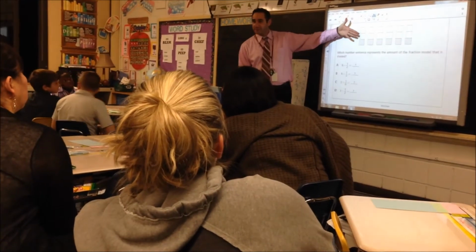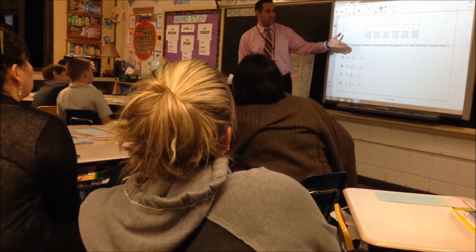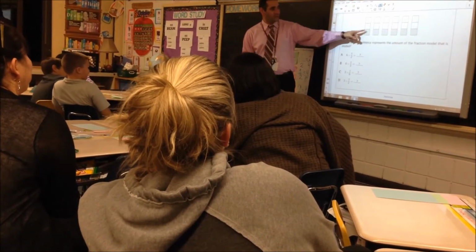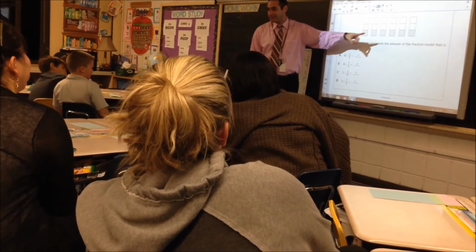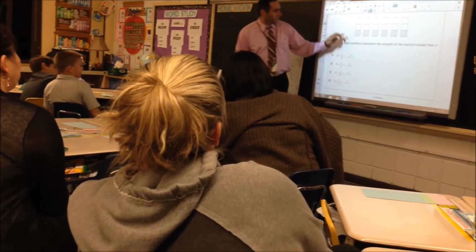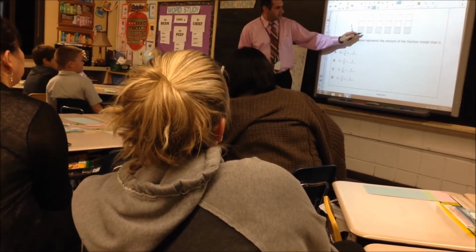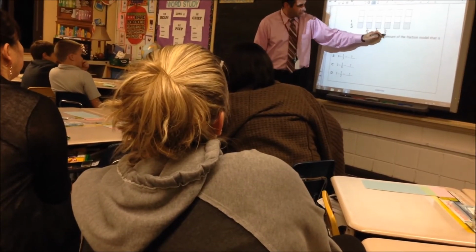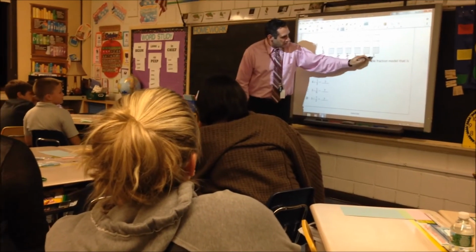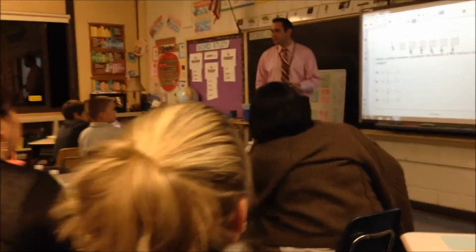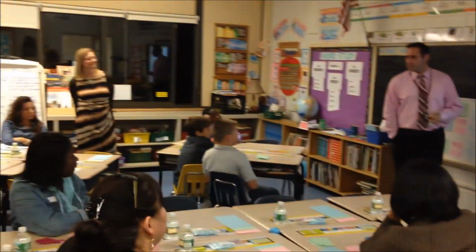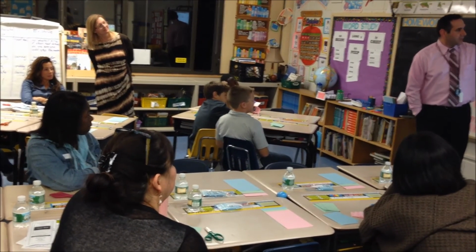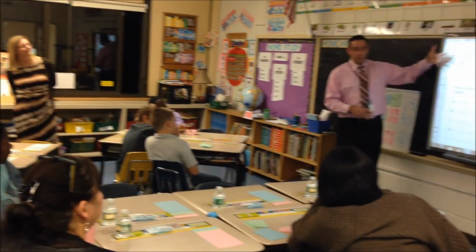So they have to look at the fraction model and figure out how many is shaded. Does anyone know? Jamie? 1/3 of each, right? So it's not just 1/3. So 1/3 of each one is shaded. So how many thirds is that? How many? 6 thirds. So now, again, they would know we have a whole here, okay?